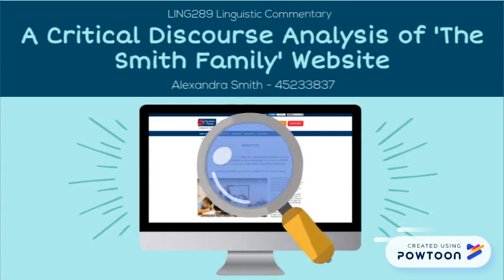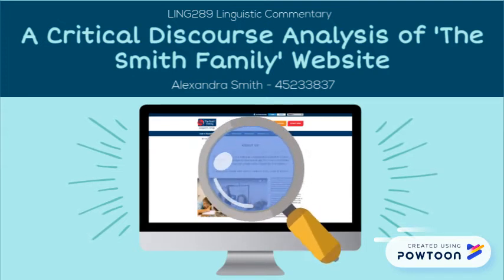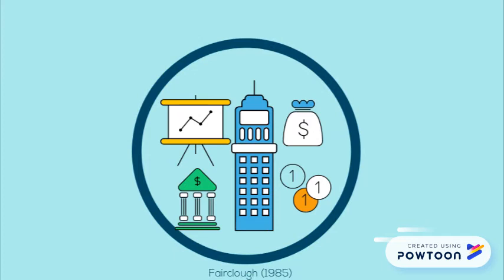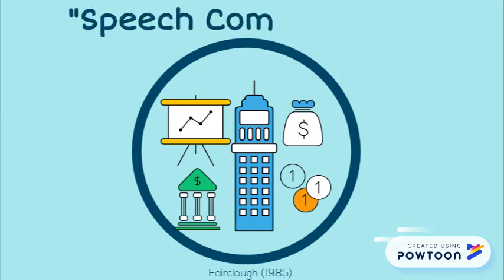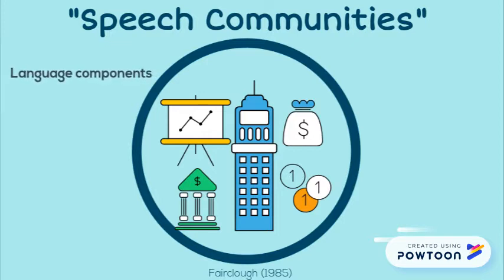A critical discourse analysis of the Smith family website. Fairclough observes social institutions as distinct speech communities, each with unique inventories of language components, settings, participants, goals, and topics. These distinguishing factors often translate into the discourse presented in institutional documents that are released for public consumption.